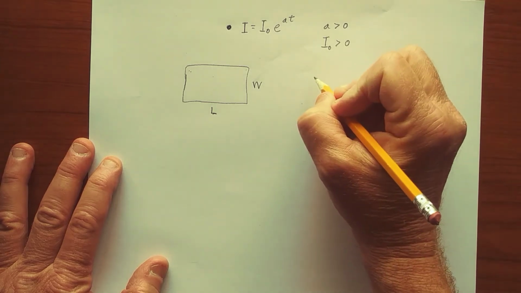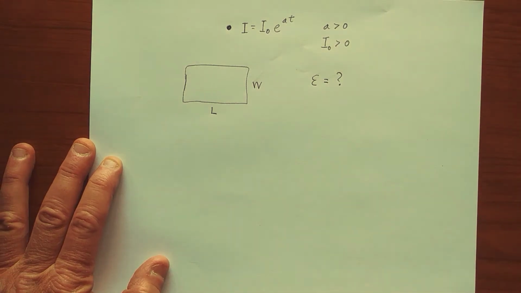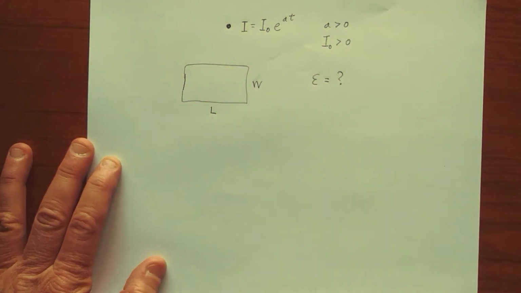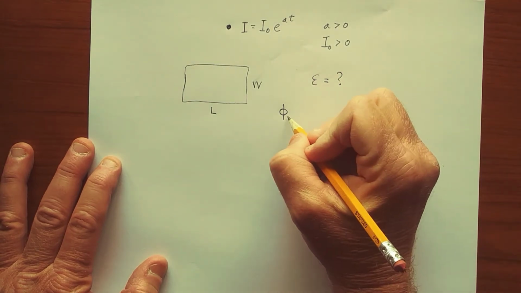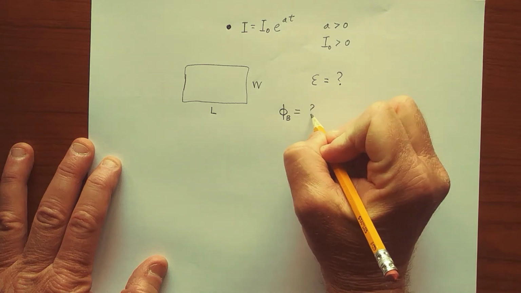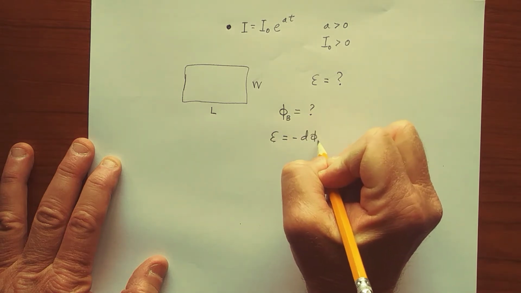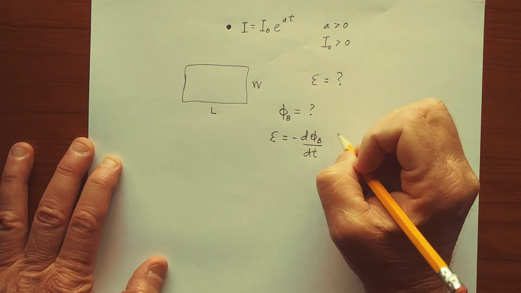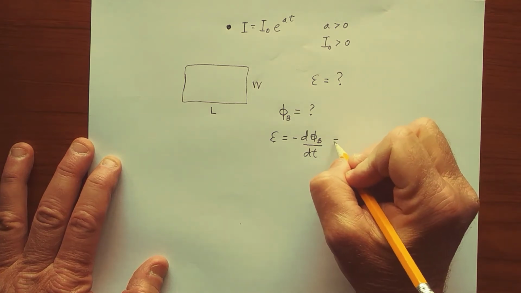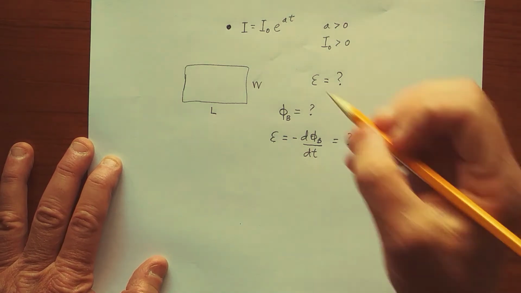And let's say we want to find the EMF. All right, what's the EMF induced in this rectangular loop? So we know that we first need the magnetic flux, and then we want to take the minus the time derivative of the magnetic flux, and then we'll get the EMF. So let's get a sense of this.